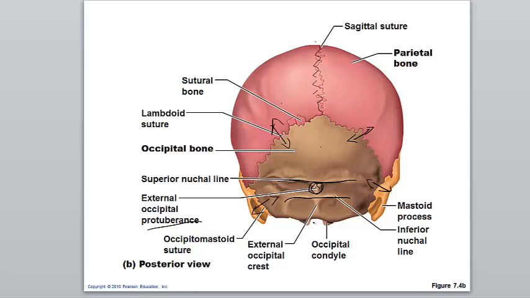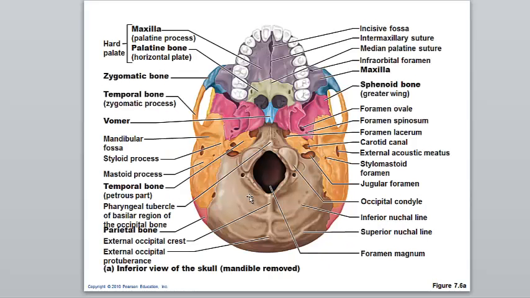If you look at the inferior view of your occipital bone, you're going to see something like this. The inferior view is going to have this. So here's your external occipital protuberance. And there's a huge foramen over here in the center.